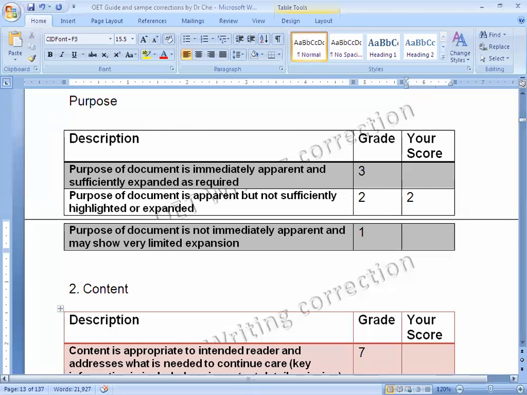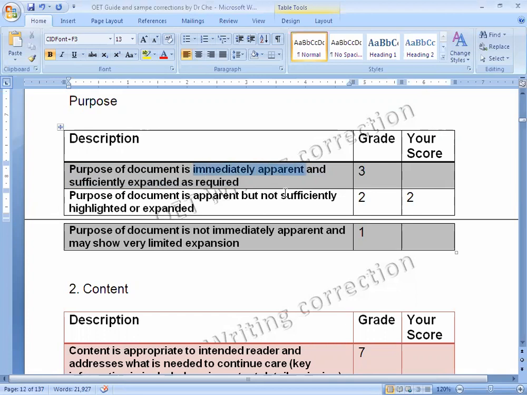Let me take Dr. Priya, can you read it here, please? Purpose of the document is immediately apparent and sufficiently expanded as required. Okay. So first, let us take first. Purpose of the document is immediately apparent and sufficiently expanded.